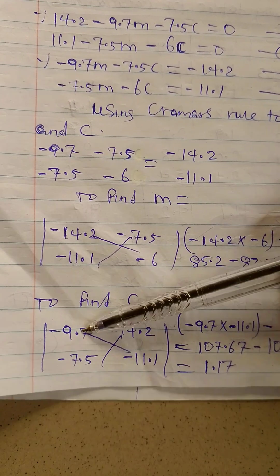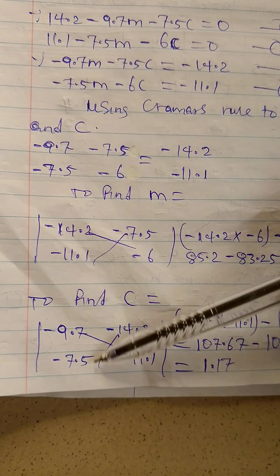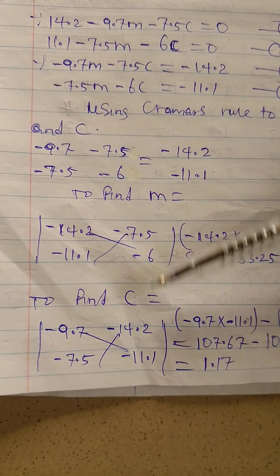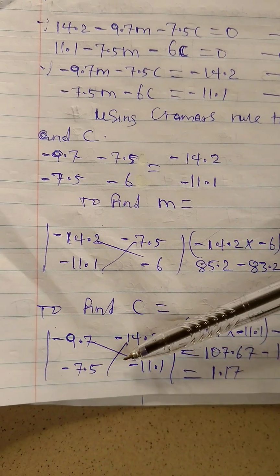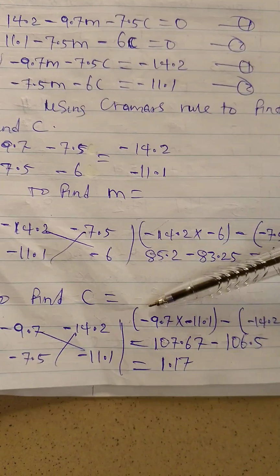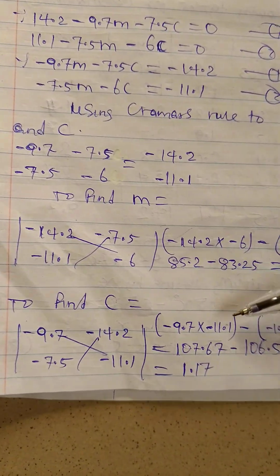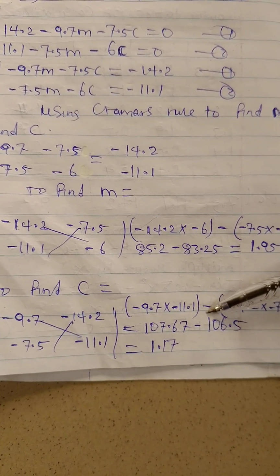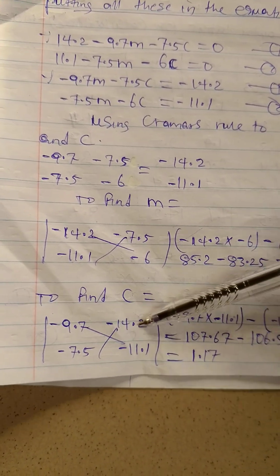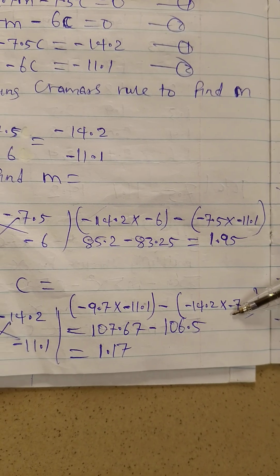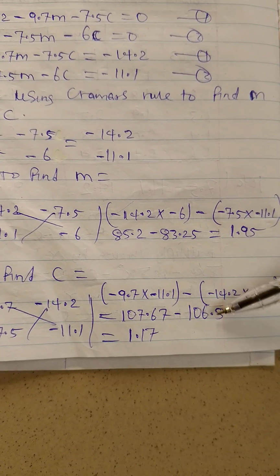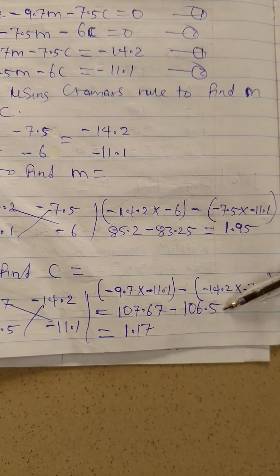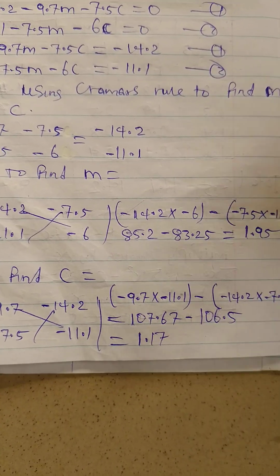That becomes minus 9.7, minus 7.5, then minus 14.2 and minus 11.1. Always know that this minus this, okay? So that becomes minus 9.7 times minus 11.1, minus bracket minus 14.2 times minus 7.5. So this times will give you 107.67, minus this times will give you 106.5. So this minus this will give you 1.17.